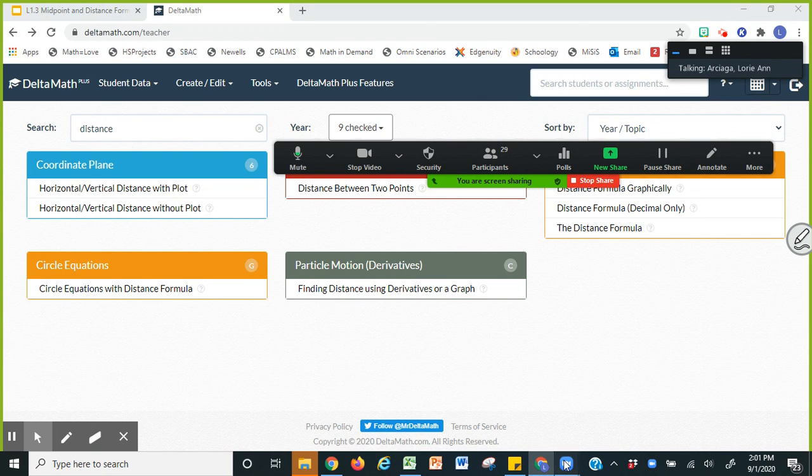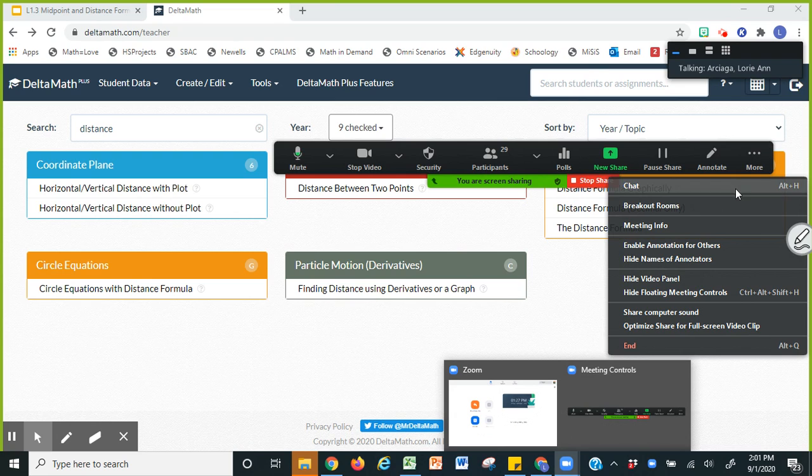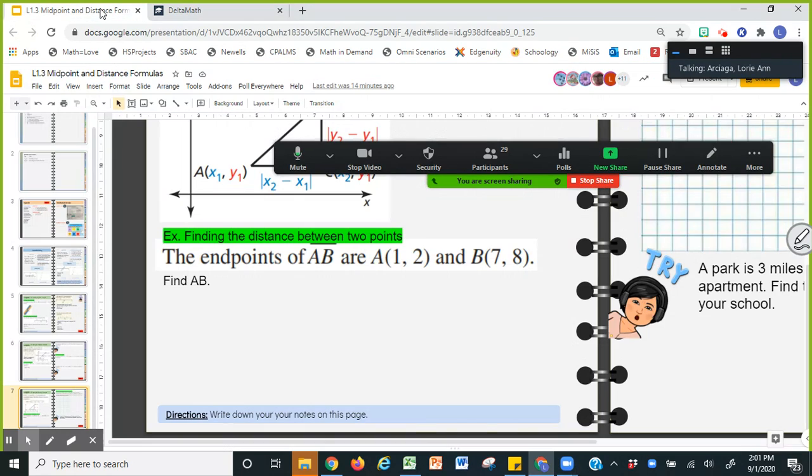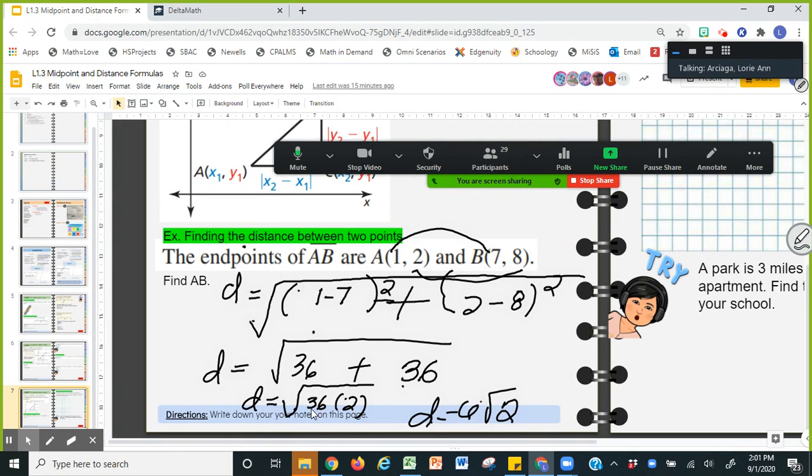Could you explain what a radical is again? A radical is, for example, this one. 36 is a perfect square because it's 6 times 6, right? So the square root of 36 went outside already, which is 6. But 2 is not a perfect square, so it has to stay under the radical sign.